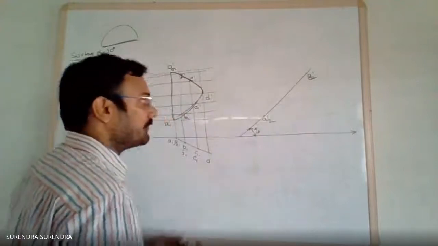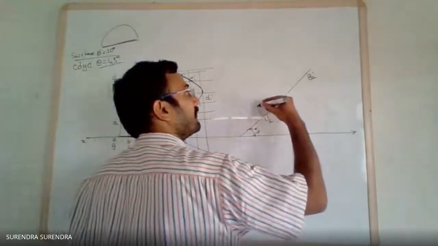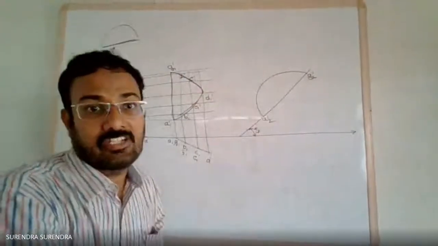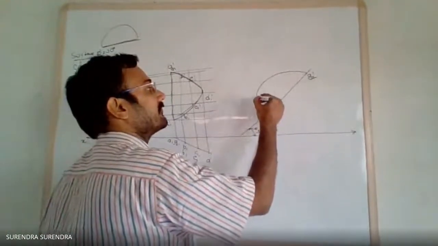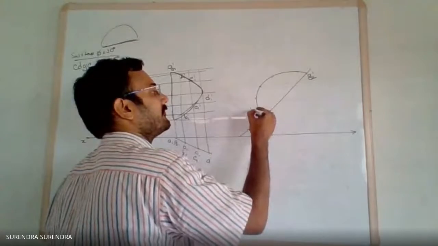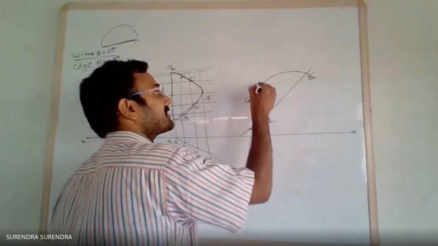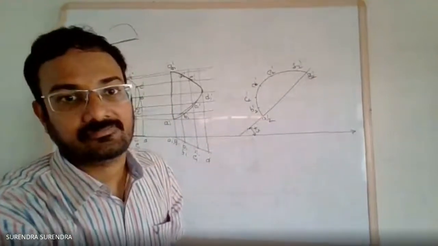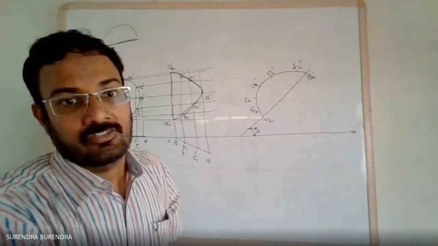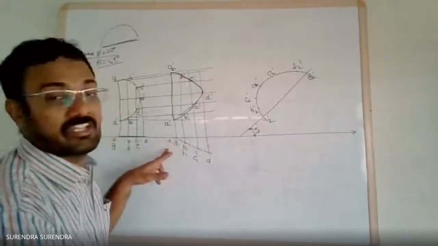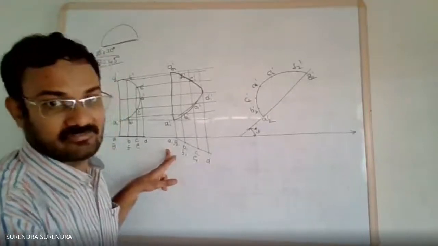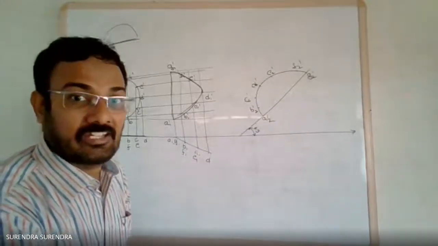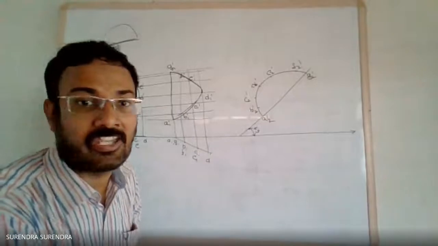The same shape that came here will be drawn here, the same shape with a different orientation, with the points B2 dash, C2 dash, D2 dash, E2 dash, F2 dash. Now see the condition. The edge AG is on the vertical plane. The edge is inclined in the front view, meaning inclination with HP. The edge is inclined at 45 degrees to the HP.